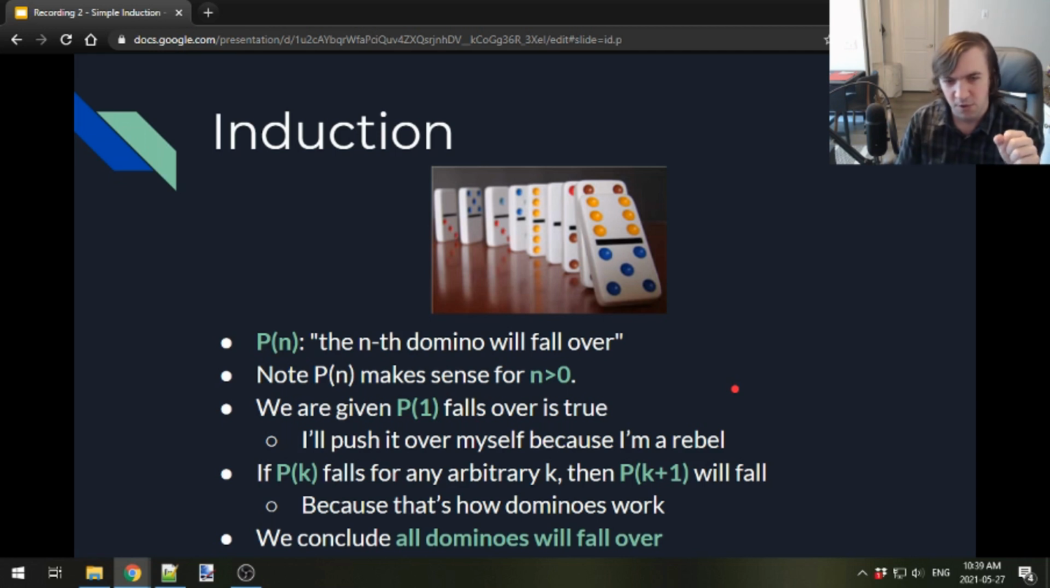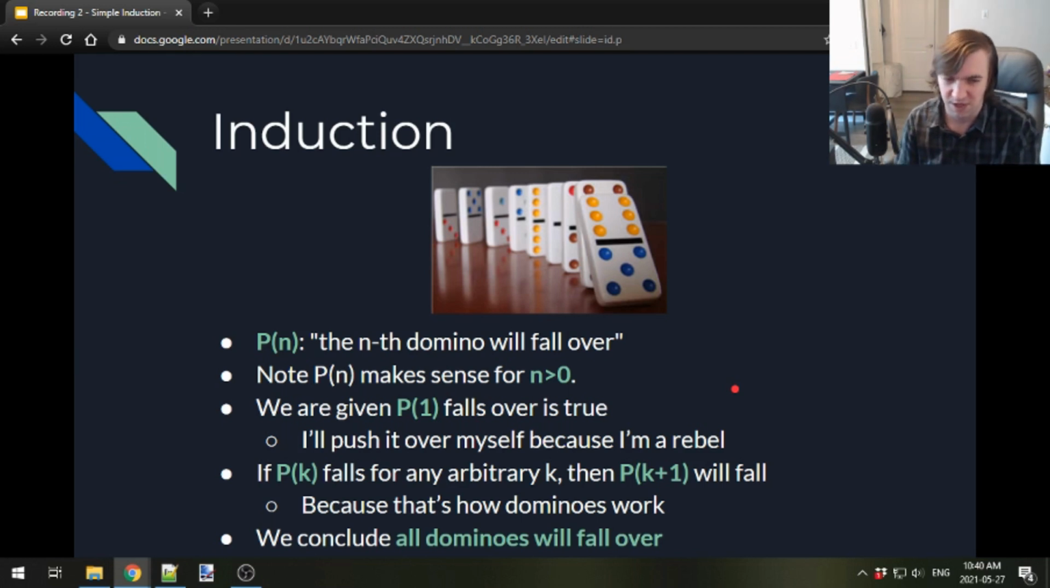Probably, right? So if we can assume that that one's going to fall over, what's going to happen to the 101st? 101st? Is that the right way to say it? 101st. Yes, 101st domino. Well, it's going to fall over too, right? Do we really need to go through every single domino and do an analysis of it?